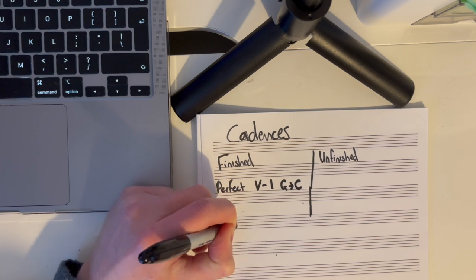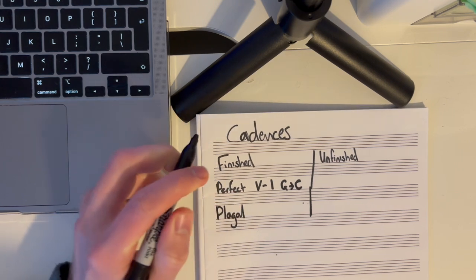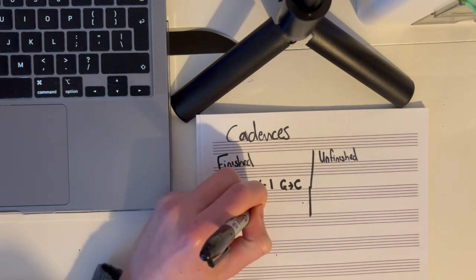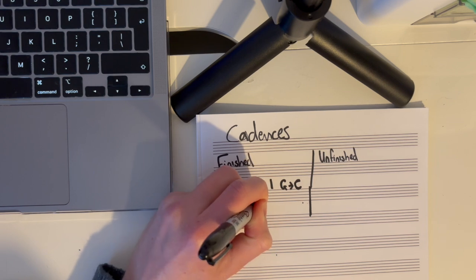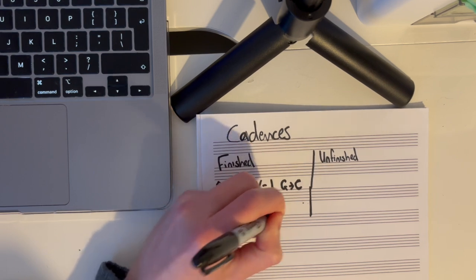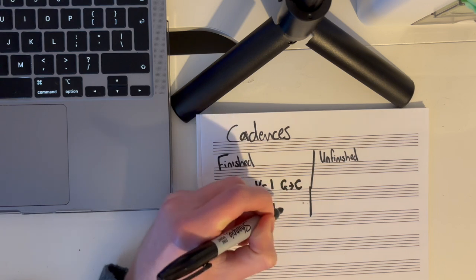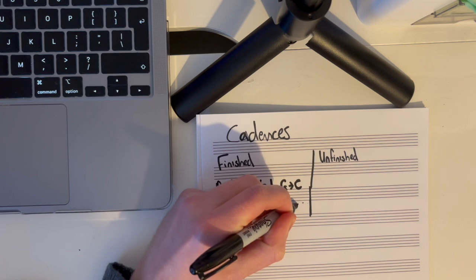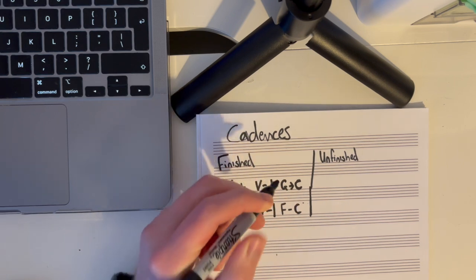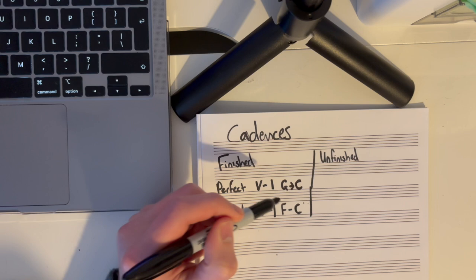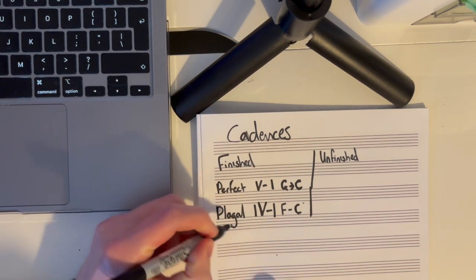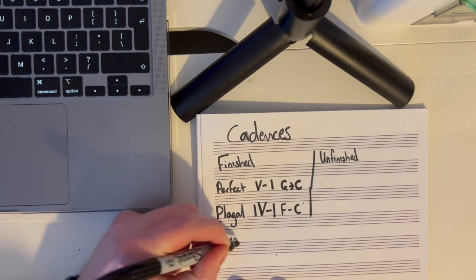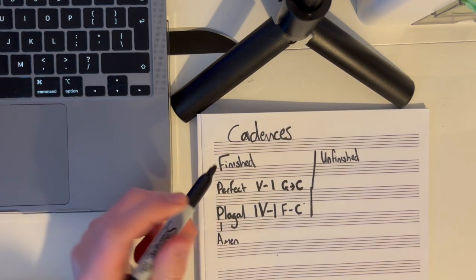Our second type of finished cadence is a plagal cadence. Now, a plagal cadence is sometimes known as the Amen cadence, because it sounds like the Amen that you have at the end of a lot of religious hymns, and that is 4 to 1. So in the key of C major, that would be F to C. So if it sounds kind of religious, it's probably a plagal cadence.